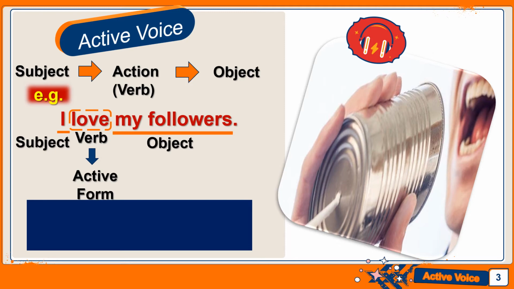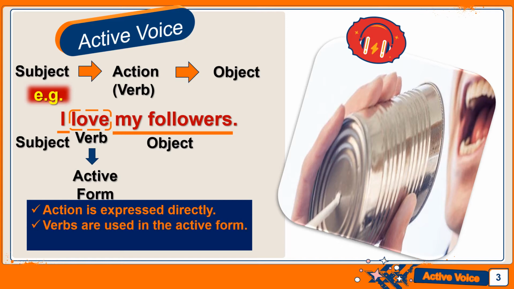Now, there are three simple things that you need to remember for active voice. Action in active voice will always be expressed directly. You'll easily come to know what the action is actually. What is the verb in the sentence? Verbs are always going to be in active form. That is the first form or the second form of verb. Emphasis in the sentence will always be on the subject. So subject is going to be of prime importance in these sentences.